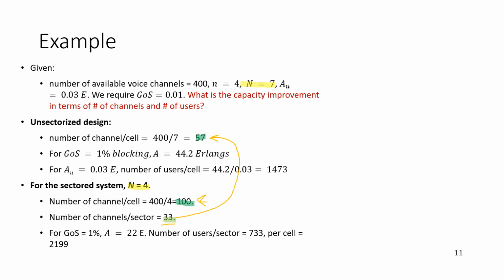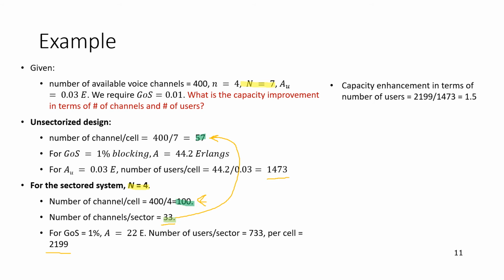I advise you to stop the video and go back to the slides, find the 22. The number of users per sector is now 733, and of course per cell we now have 2199. So in general there is an improvement, but per sector you have to be careful when you do the calculation.